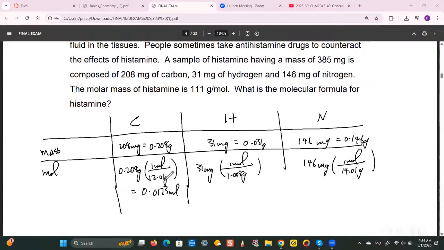Should it be the grams, the 0.031 grams? No, moles, because, no, for the hydrogen, nitrogen. For the 31 and the 146 milligrams, should it be the grams?